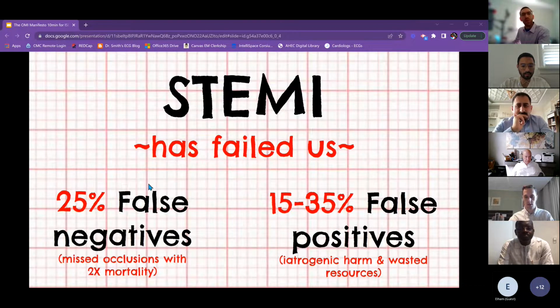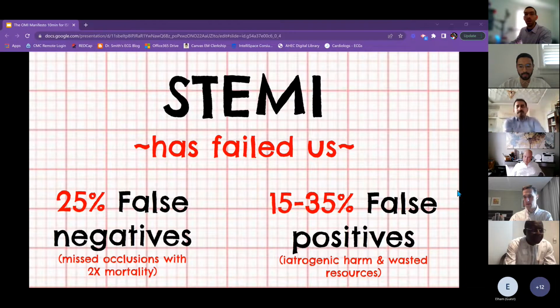When in reality, about 25% of our NSTEMI patients are found to have complete coronary occlusion on their delayed NSTEMI cath. And those NSTEMIs with missed occlusions or delayed occlusions have double the mortality of the NSTEMIs without occlusion. On the other hand, about the same percentage of our patients with STEMI activations are false positives who don't even have a culprit and have only harm from the cath lab.